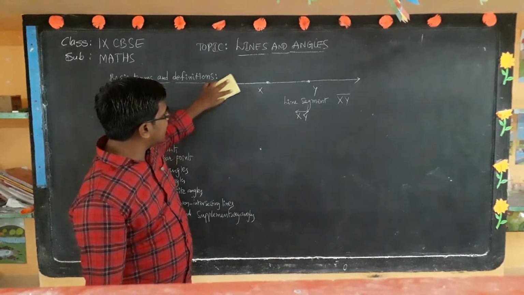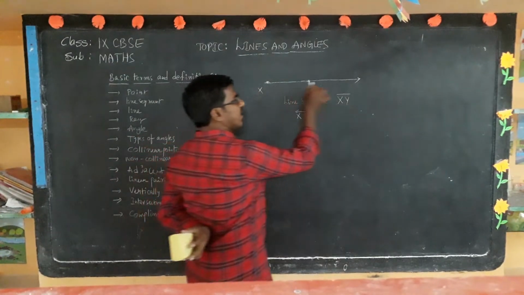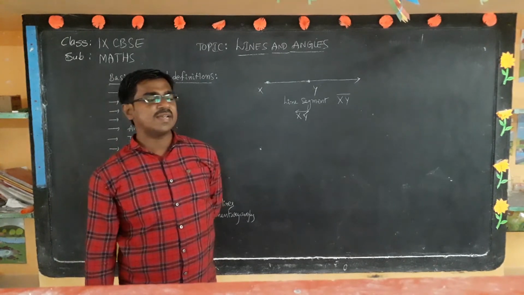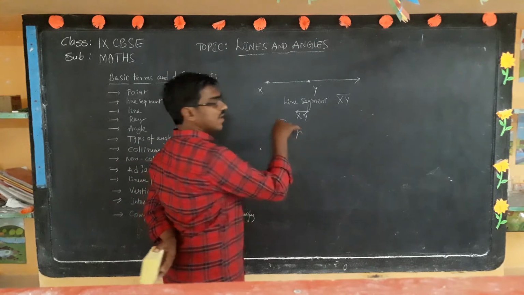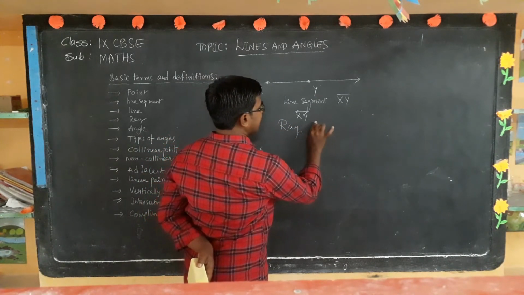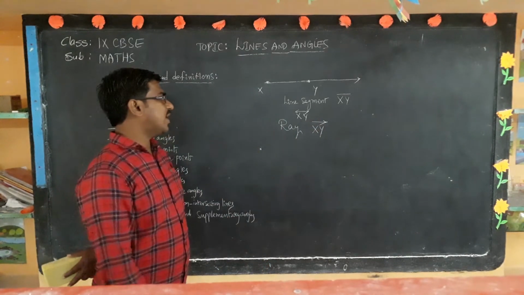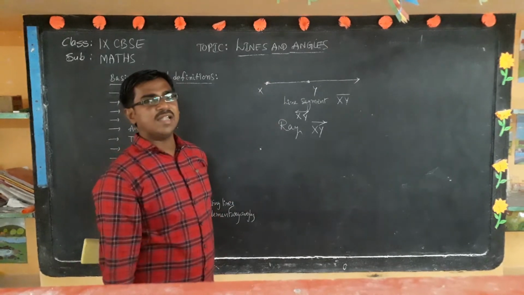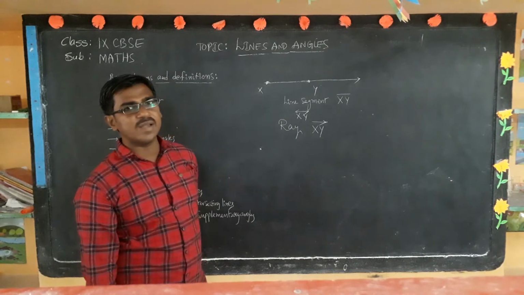A line segment which we extend only in one direction is called a ray. It is denoted as XY ray. Here X is called the initial point or endpoint. A ray has one endpoint.